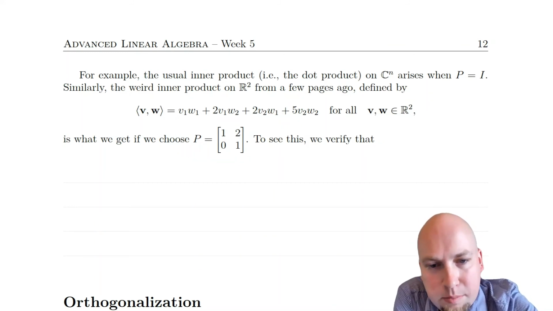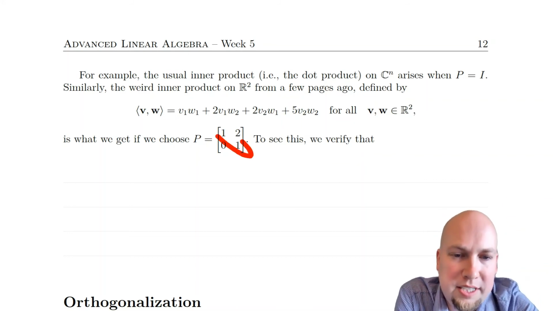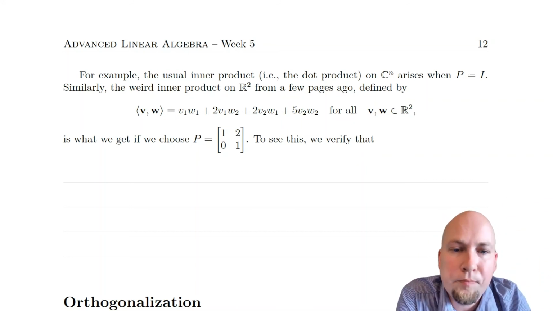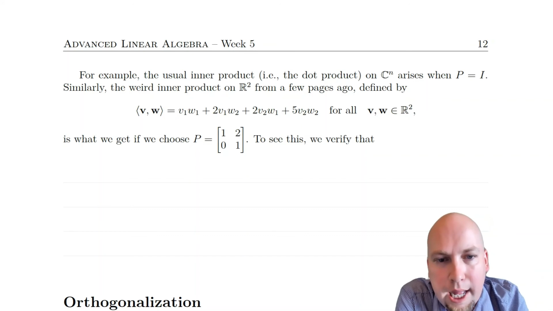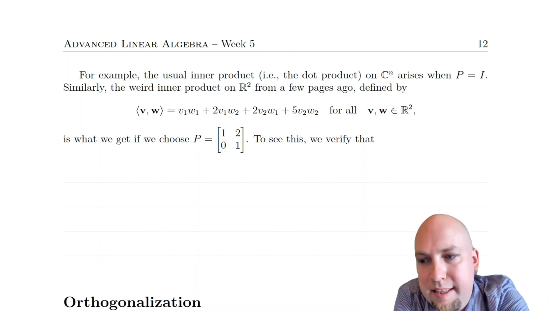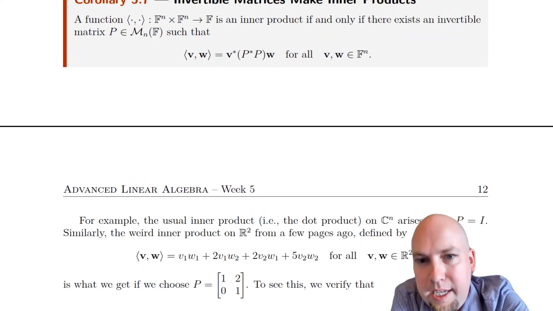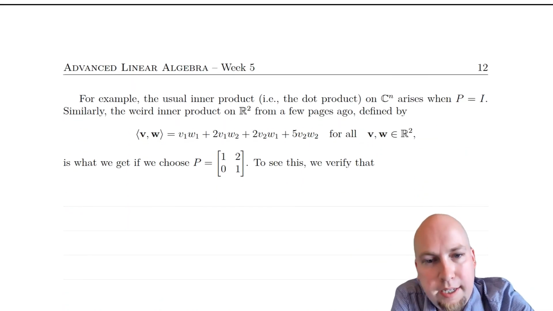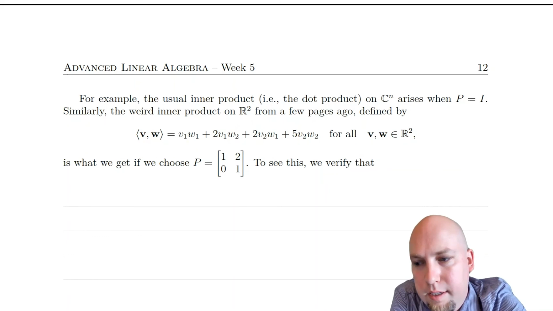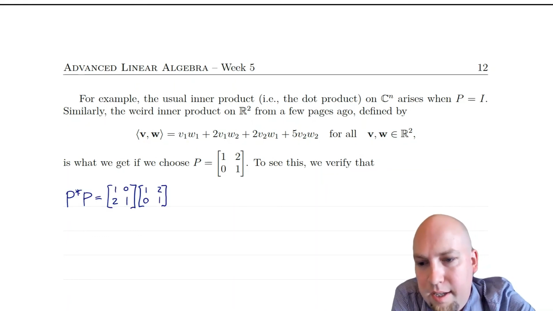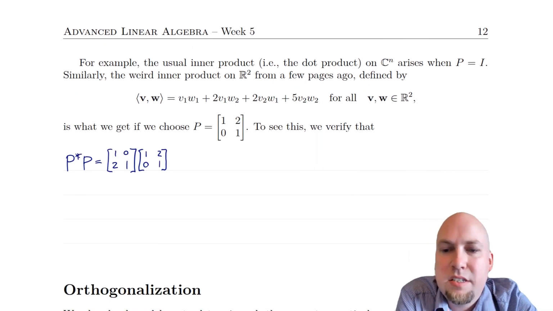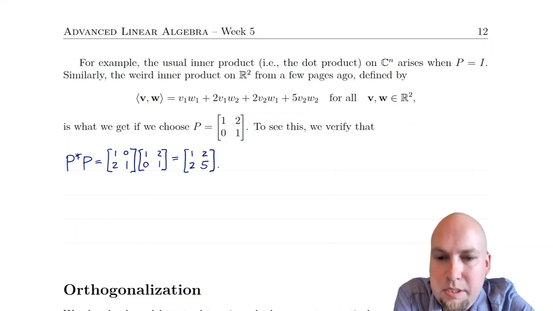And that is invertible. A triangular matrix is invertible if and only if its diagonal entries are non-zero. All right, so that is invertible. And let's show that when we plug this matrix into the formula up here, we really do get this weird inner product. All right, so here's how it works. Let's start off, let's compute P star P. This is just matrix multiplication. And what you get is the matrix 1, 2, 2, 5.